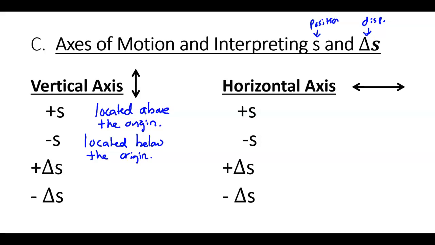All right. Delta S. Now if you have a positive delta S, that means that the final position is to the right of its starting position. So the final position is to the right of its starting position. And you guys could probably guess what this means here.